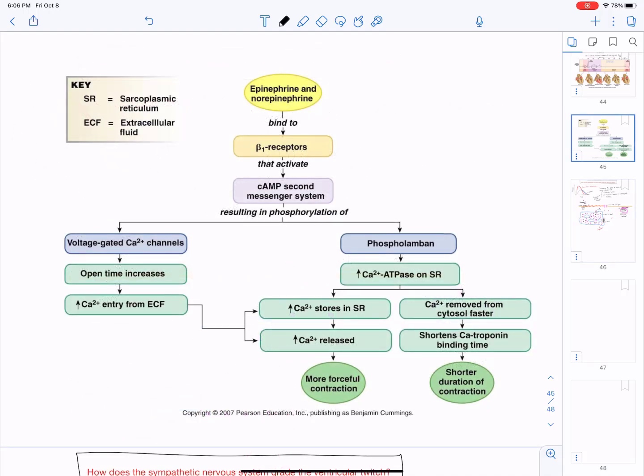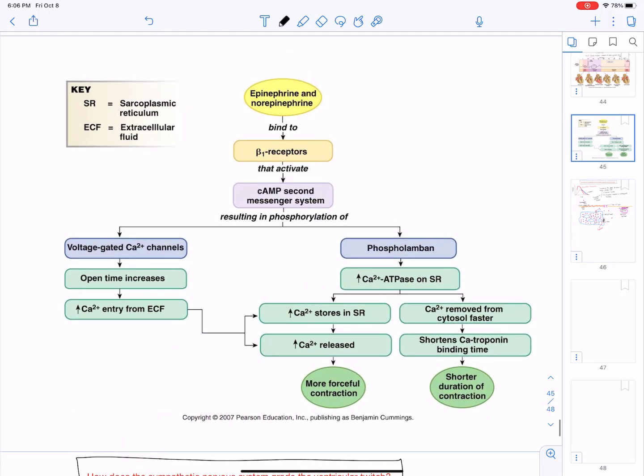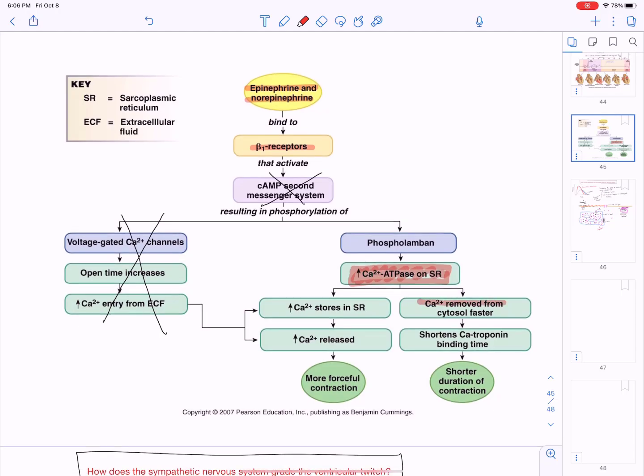All right, this is our last image, and this is directly from the text. It basically goes through a lot of the mechanisms that I just went through. It looks at how the sympathetic nervous system is going to impact the stroke volume. So when norepinephrine binds to beta-1 receptors, don't worry about the next steps, but ultimately what we're going to get to is on the right side of this chart where it says increase calcium ATPase. That's the big takeaway. It is going to increase the speed at which calcium ATPase works. And you can go ahead and follow the next steps.